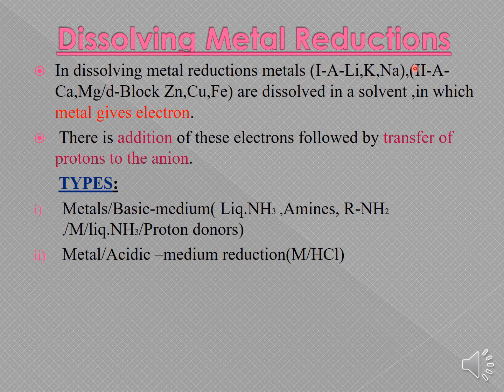Then the group 2A metals are calcium, barium, magnesium and so on, and the d-block metals are zinc, copper, iron and so on. These metals dissolve in liquid ammonia as the solvent. When solvation takes place, the metal gives up its electrons. This losing of electrons from the metal in the presence of the solvent upon solvation is known as dissolving metal reduction.